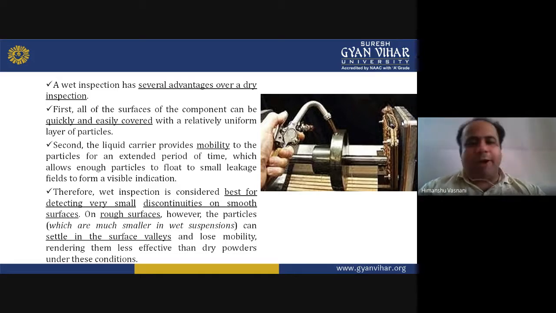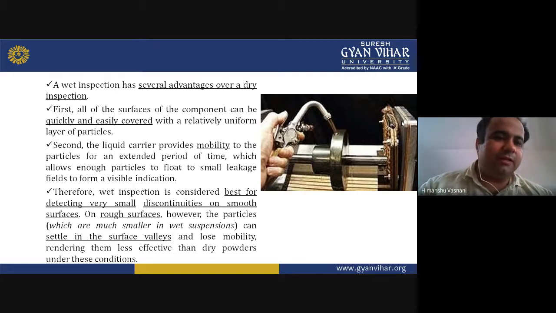See, this is a plus point with the liquid carrier, because the particles can easily float to the leakage fields and form the visible indication very easily. If you compare with the dry particles, they are just kept on the surface. With the wet inspection system, the particles automatically have mobility, so they can easily go to the leakage field and form the visible indication. Therefore, wet inspection is considered best for detecting very small discontinuities on smooth surfaces.